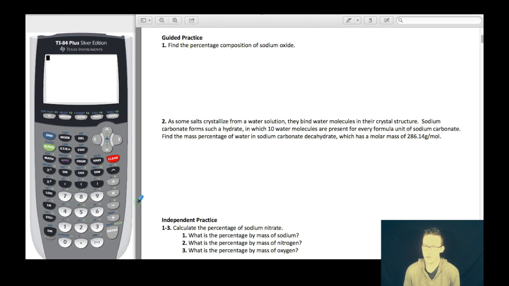Alright people, let's do two quick practice problems, get you primed for next class. Number 1, find the percent composition of sodium oxide.